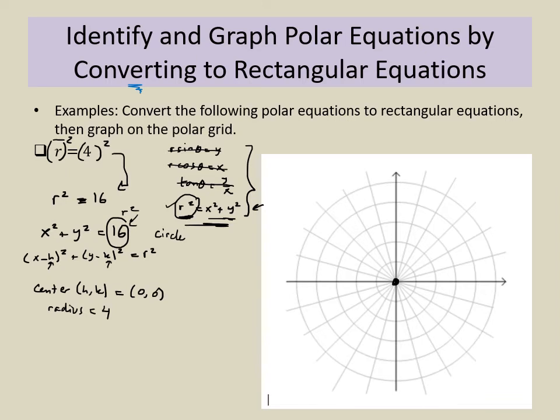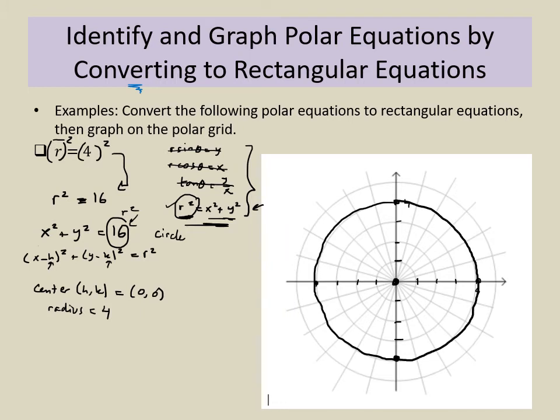Very nice. So how do I graph this circle? Well, I have the center. All I need to do is go 4 in every direction. 4, 4, right here again. And in every direction around that radius, I'm going to go 4 units, and then I connect them. That's the graph of that equation. It's a circle.